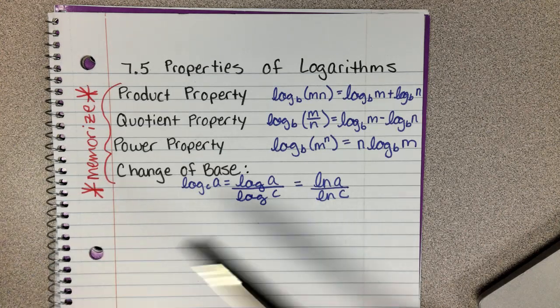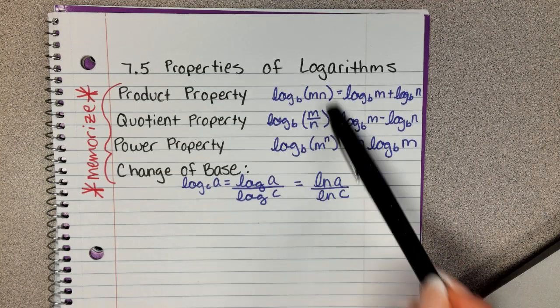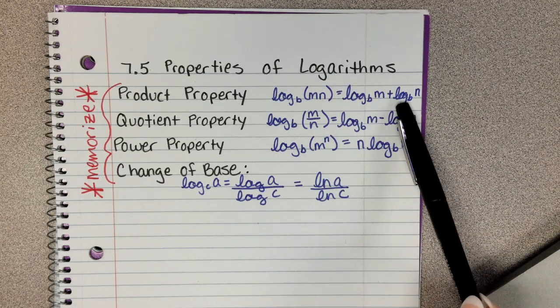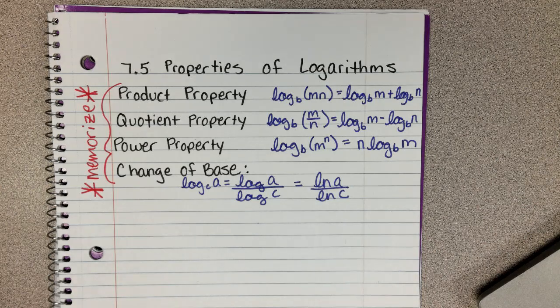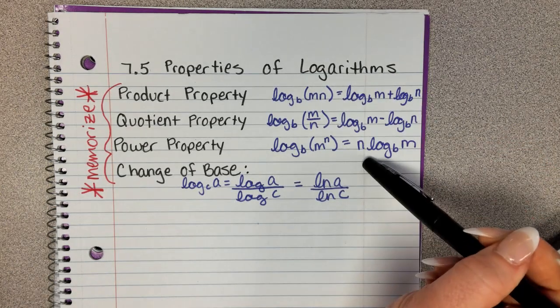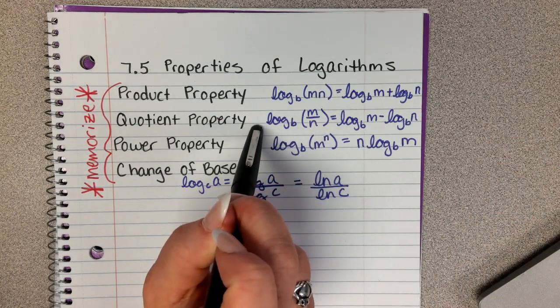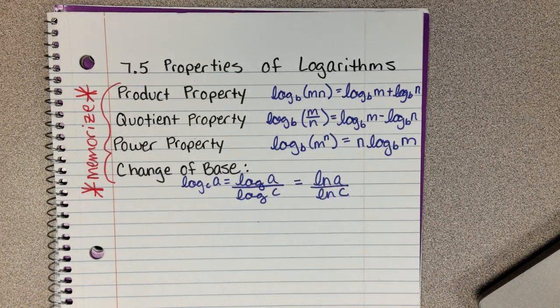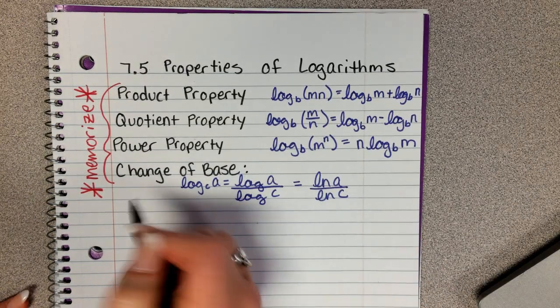So there are three things that we're going to do today. One, we're going to expand. We're going to use these properties to go from this direction to this direction, expanding one logarithm into multiple. Or we're going to condense, which means to take multiple logarithms and turn them into one logarithm. Or we're going to change the base. That's what we're going to work on today. So let's start with expanding.